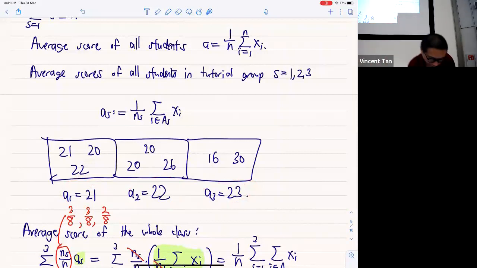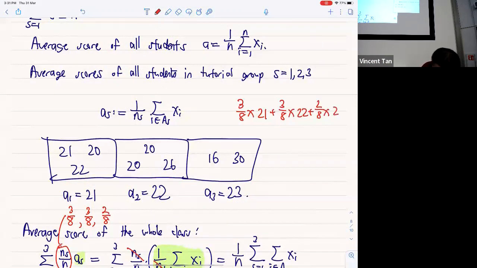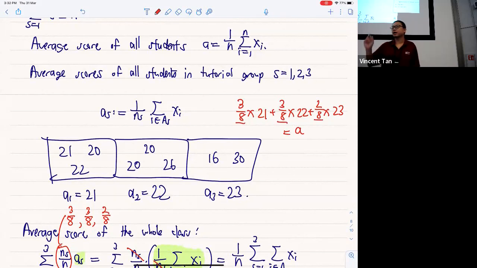Okay, well, you will do the following. You will take 3/8 times 21 plus 3/8 times 22 plus 2/8 times 23. Whatever that number is, it is the average score of all the students in the whole lecture. But this is a special case of the law of iterated expectations, because these numbers here are the probability that a randomly chosen student belongs to tutorial group A, tutorial group B, tutorial group C.